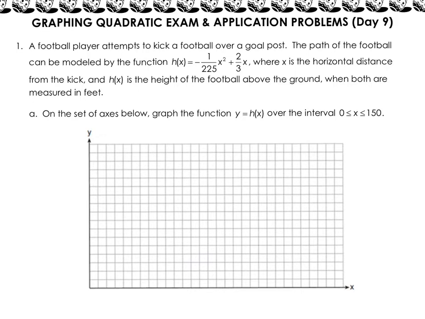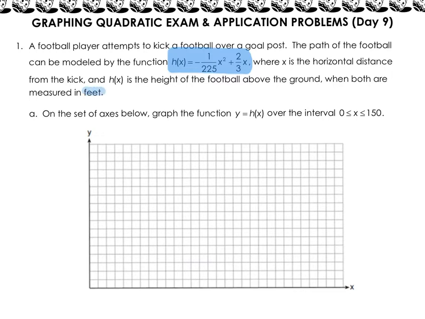So in this first question, this was an old exam question. It says that a football player attempts to kick a football over a goalpost. The path of the football can be modeled by the function, and they give us this function h of x, where x is the horizontal distance from the kick and h of x is the height of the football above the ground when both are measured in feet. So the key information here is the function that I already highlighted and that these are both measured in feet.